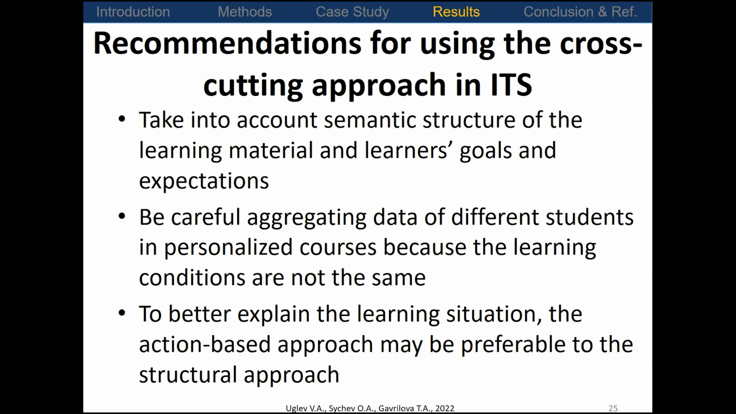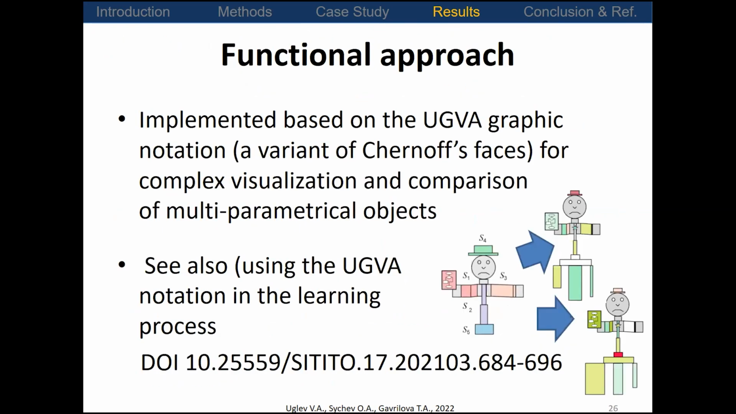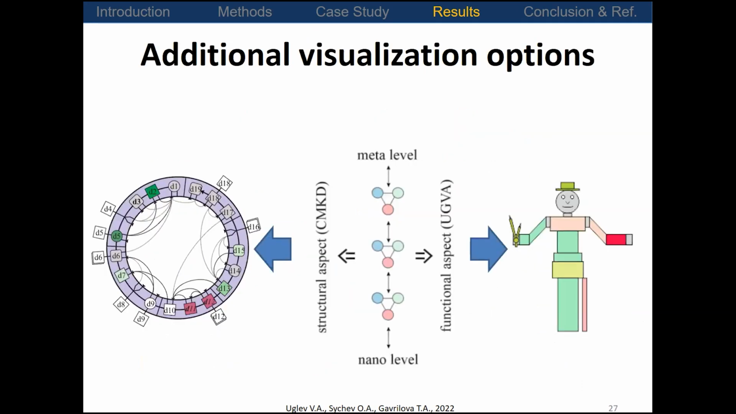We have considered a structural approach based on the CMKD, but you can combine it with the functional one. It is based on UGVA graphic notation, a variant of Chernoff faces, for complex visualization and comparison of multi-parametrical objects. The figure shows the image of the curriculum and the overlay of data from the educational footprint for two students in competence aspects. Let's introduce UGVA notation in the cross-cutting approach.